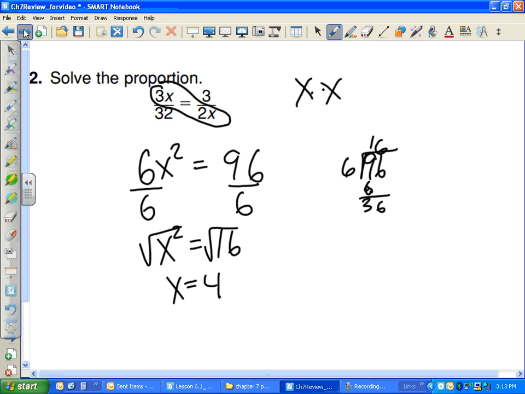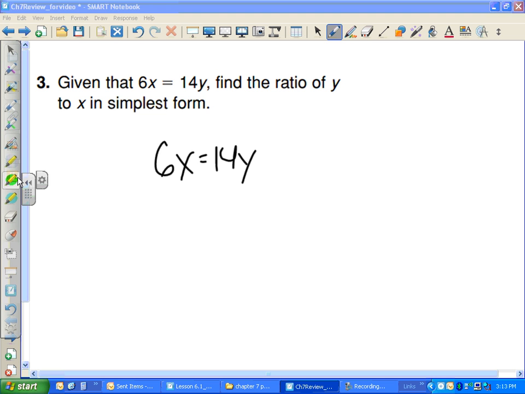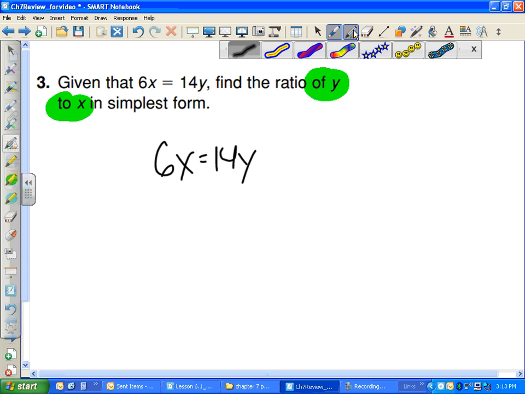Next one, number 3. Given that 6x equals 14y, find the ratio of y to x. So they want to know y to x. And what does that mean? It means that they want it y to x, like this. They want it written this way. But right now it's not written this way. I don't even see a y over x here. I actually see they're separated.